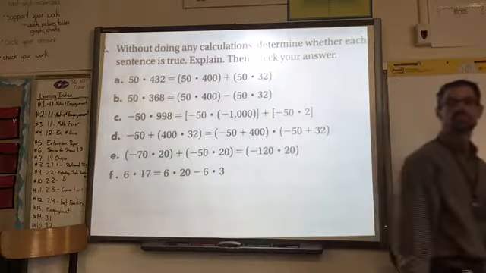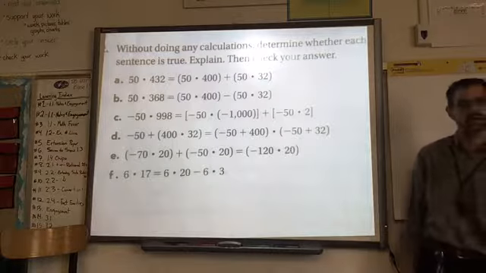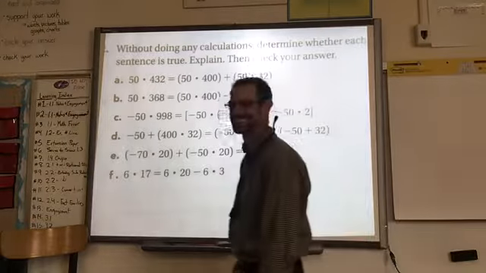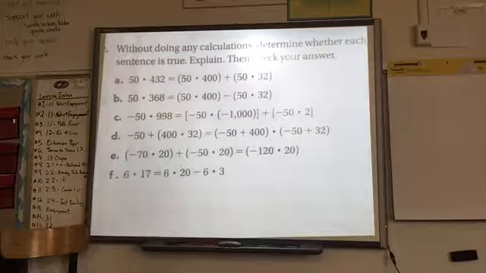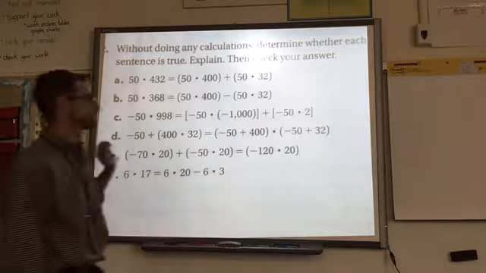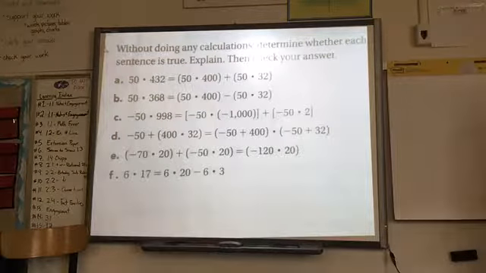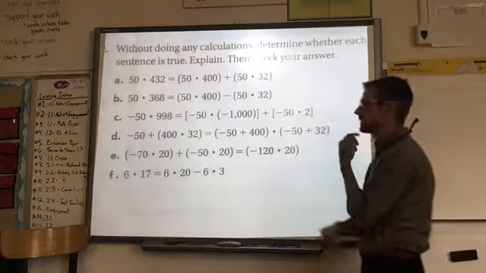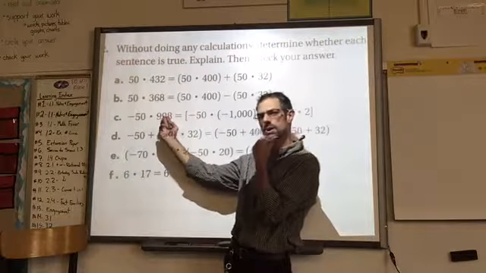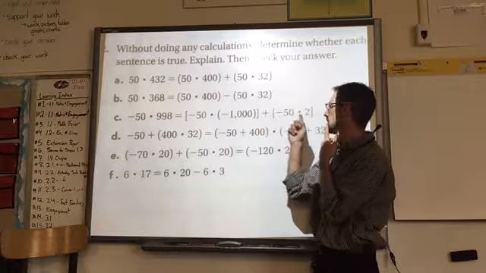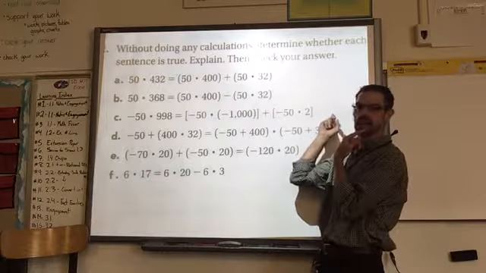C is false. Why? Because there is no thousand. Yeah, because they can't just substitute 998 for negative 1,000. Yep. So that's one. If you're going to take a partial product, that would be like 990 and then 8.